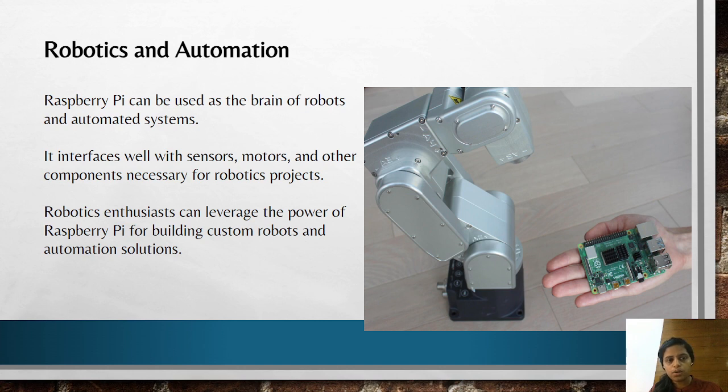Raspberry Pi used for robotics and automation. Raspberry Pi can be used as the brain of robots and automated systems. It interfaces well with sensors, motors, and other components necessary for robotics projects. Robotics enthusiasts can leverage the power of Raspberry Pi for building custom robots and automation solutions.